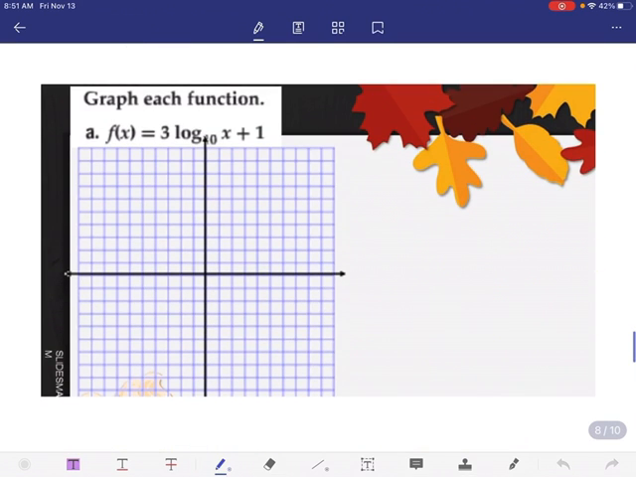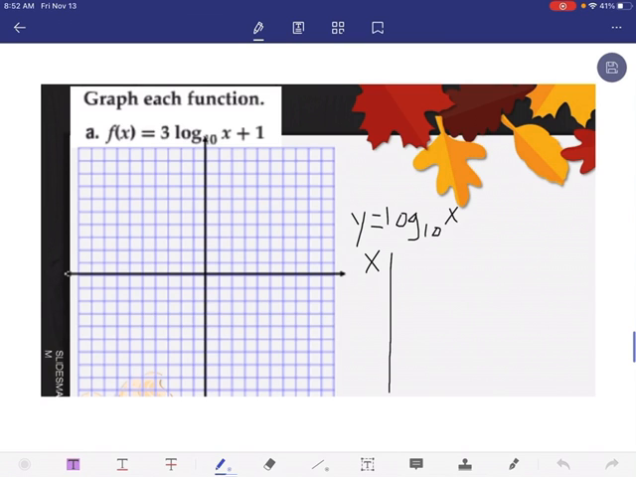So again, let's start by looking at our parent function. This is going to be y equals log base 10 of x. Now remember, this is our common log, so it would be perfectly okay if I just wrote log of x, because remember, that's an understood base of 10. But let's go ahead and write it there just so that we remember.